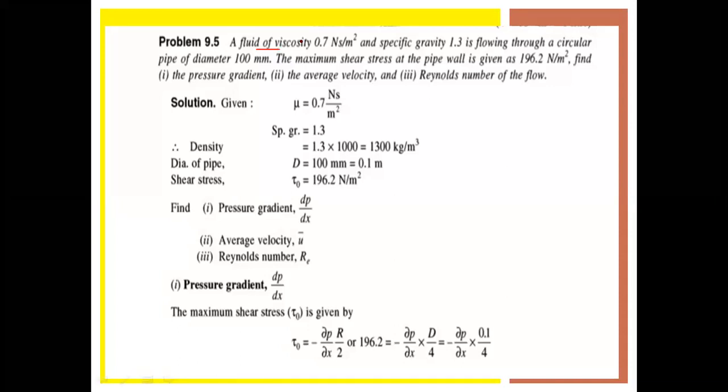Now a fluid of viscosity 0.7 and specific gravity 1.3 flowing through a circular pipe of diameter 100 mm. The maximum shear stress tau max of the pipe is given as 196.2. Find the pressure gradient, find the average velocity, find the Reynolds number of the flow. Okay, now what is the specific gravity? 1.3. So conversion into rho is equal to 1.3 into 1000, that is 1300 kg per meter cube.